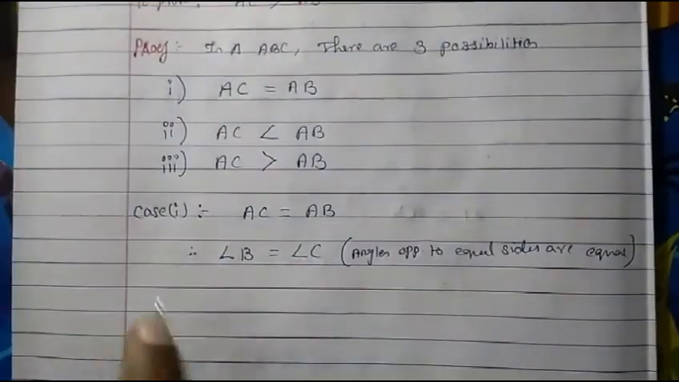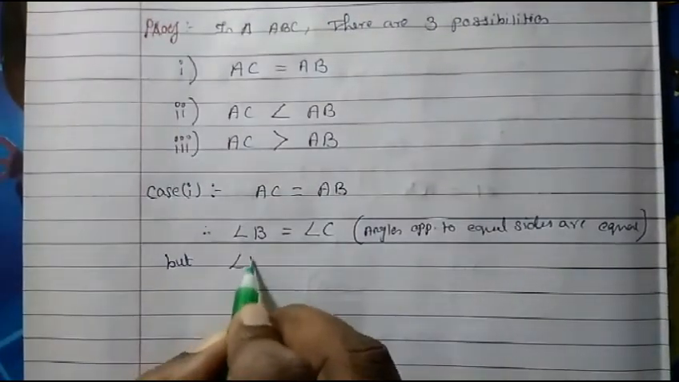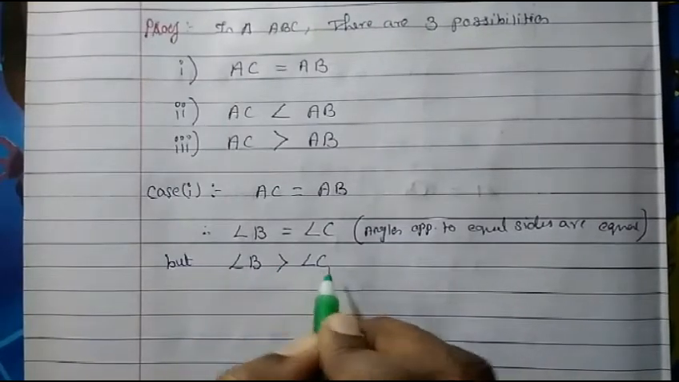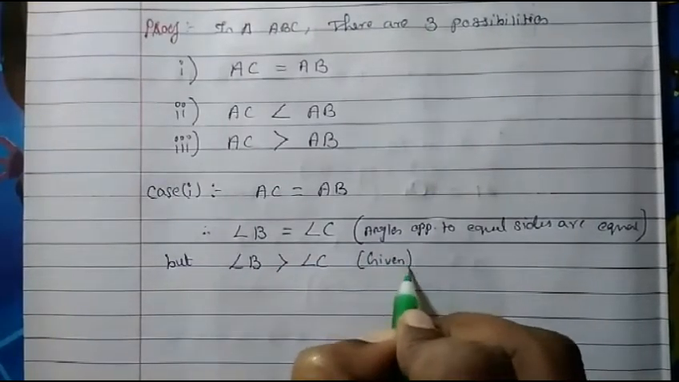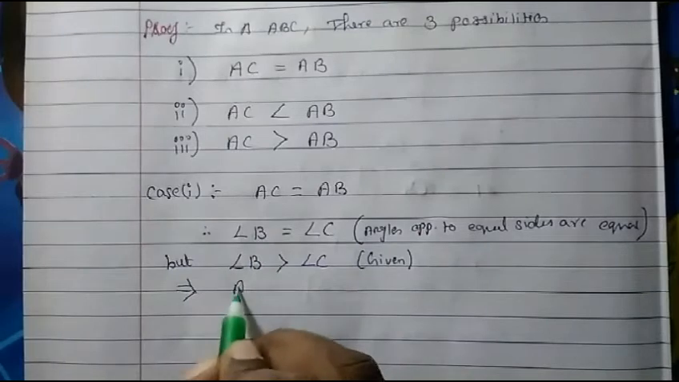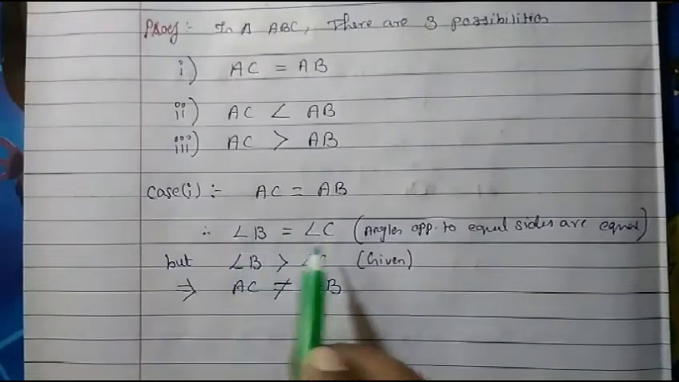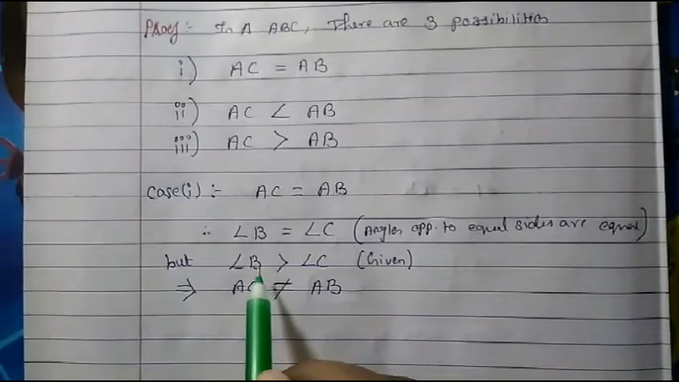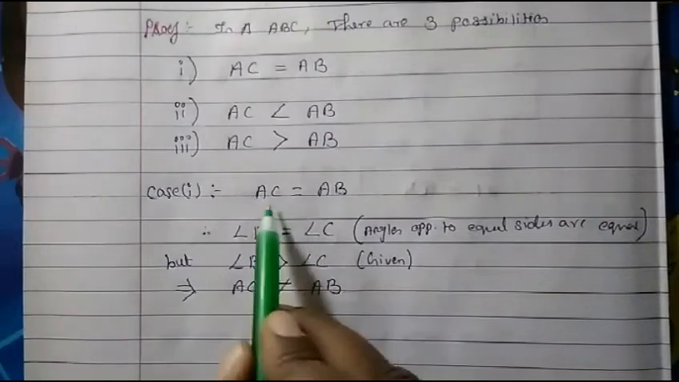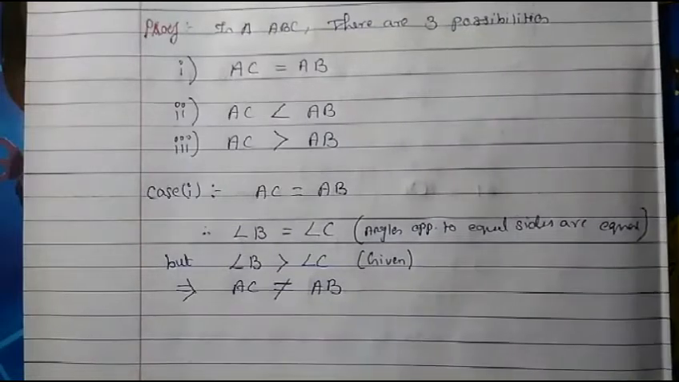But what is given to us? It is said that angle B is greater than angle C. That is given to us. So that implies that AC is not equal to AB, because if they were equal, both the angles should be equal, but here it is given that angle B is greater than angle C, so they are not equal. Hence it is not equal. We have proved the first part.